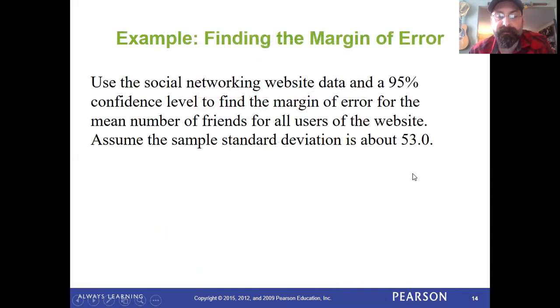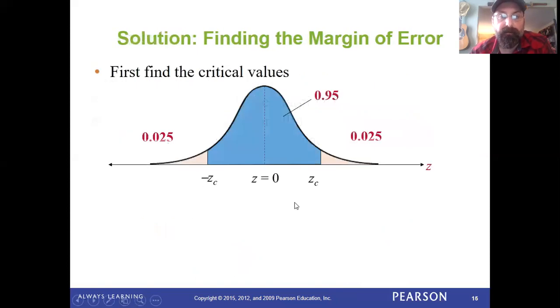Let's do an example. Let's go back to the social networking website data, the 40 data points, the Facebook ones we were talking about earlier, and a 95% confidence level. Let's find the margin of error for the mean number of friends used for the website. We're going to assume the sample standard deviation is about 53. But look, we got 40 data points. We could just go in and calculate the sample standard deviation s, and it's just about 53.